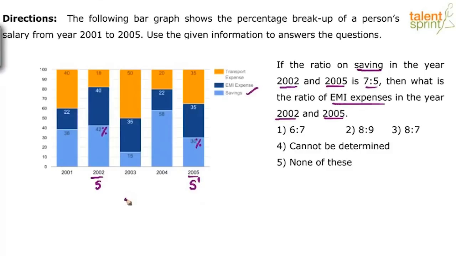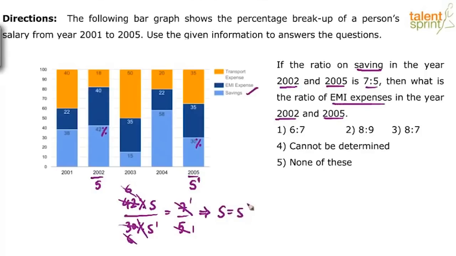Savings ratio. So, can I say 42% of S upon 30% of S dash is equal to 7:5? Now try and simplify this. The percentages anyway get cancelled by 100 and 100. The 7 goes 6 times, 5 also goes 6 times, and the 6 and 6 get cancelled. So finally, S by S dash is equal to 1 by 1, or S is equal to S dash. So basically the salary in 2002 is equal to the salary in 2005.